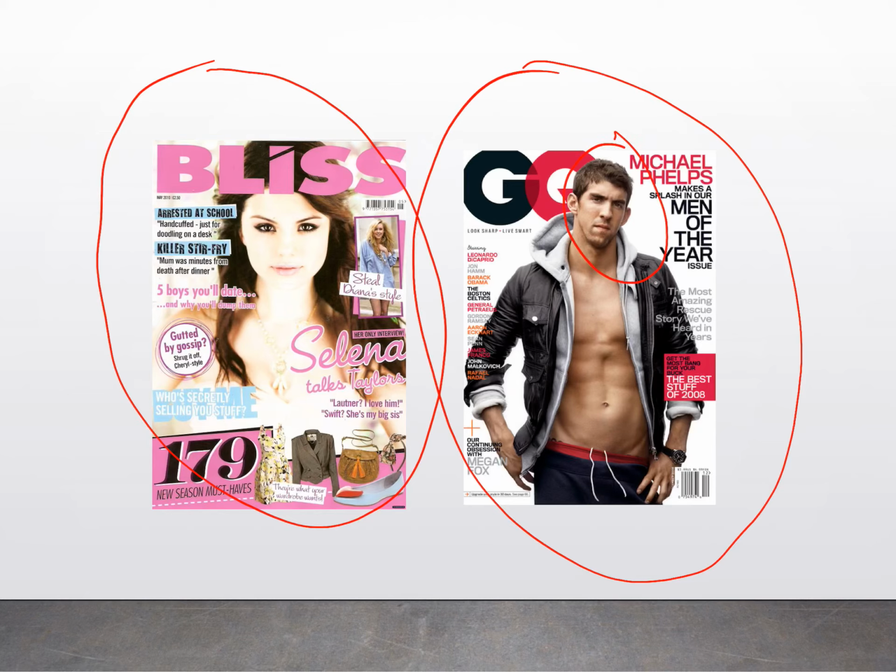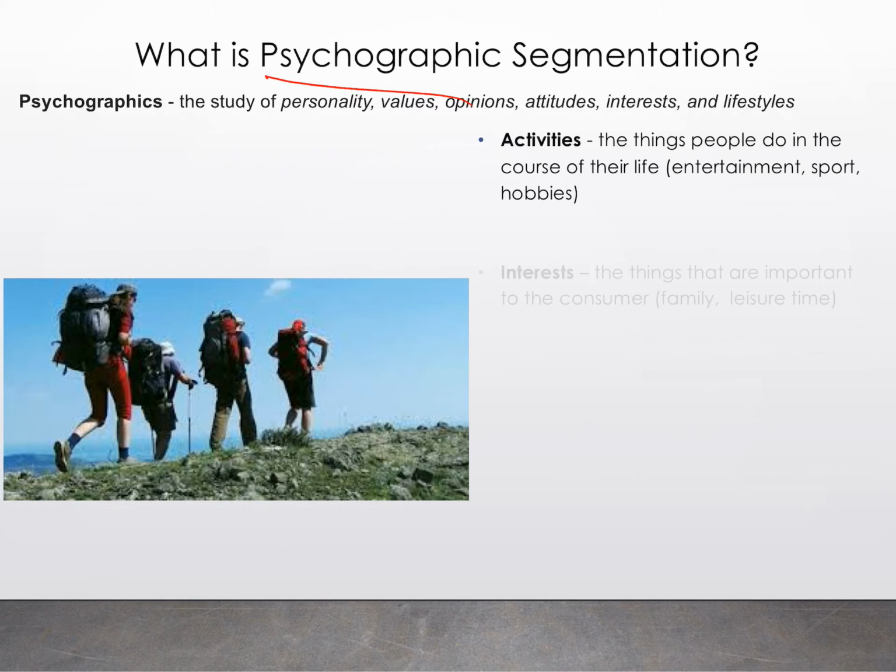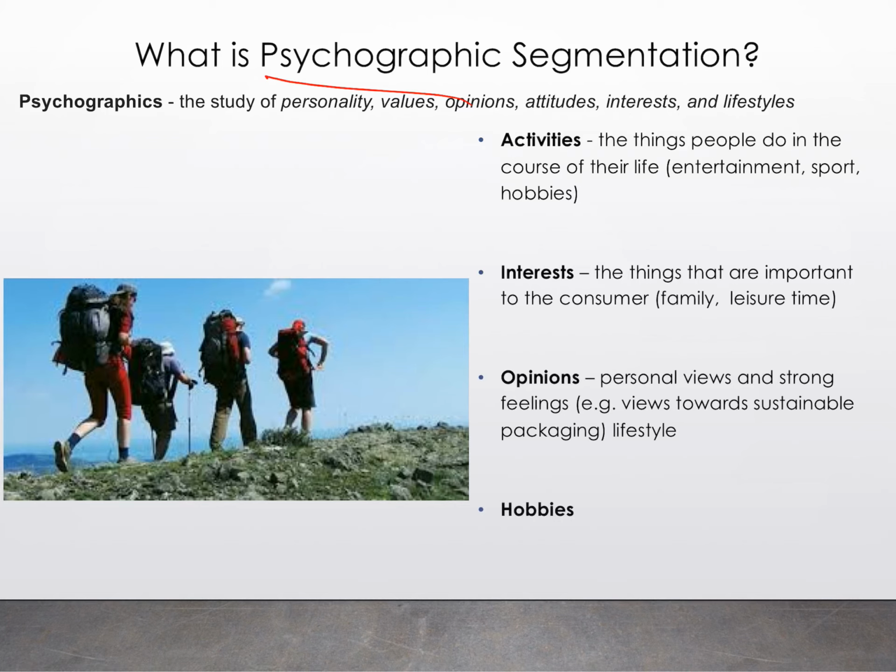Or is Michael Phelps. So based on gender, isn't it? This is based on the gender. So magazines are based on the gender. Very interesting one. The other one is psychographic segmentation. Psychographic segmentation is about, if you see here, if you see carefully, different age types, different sex.